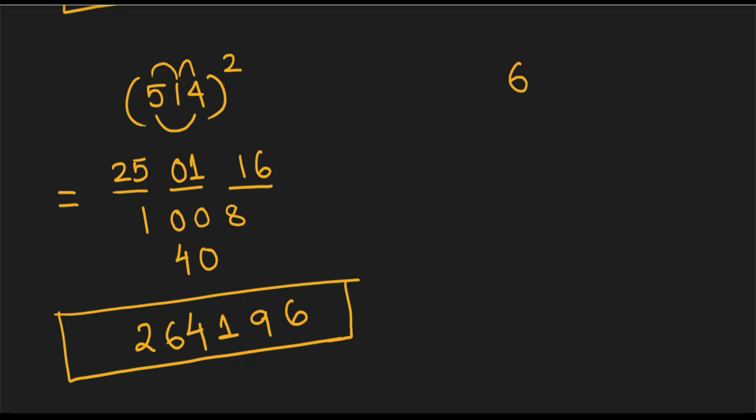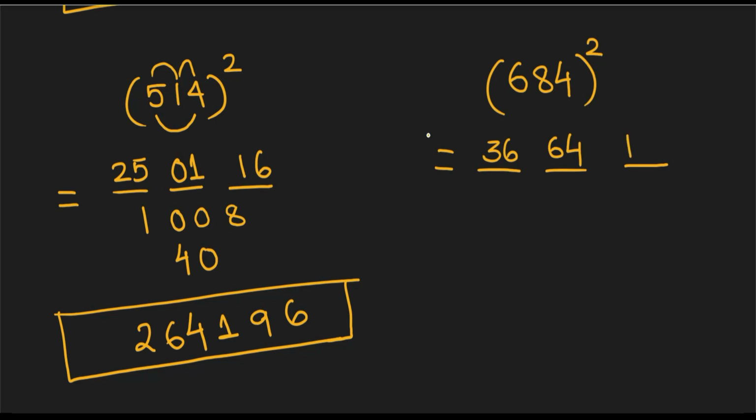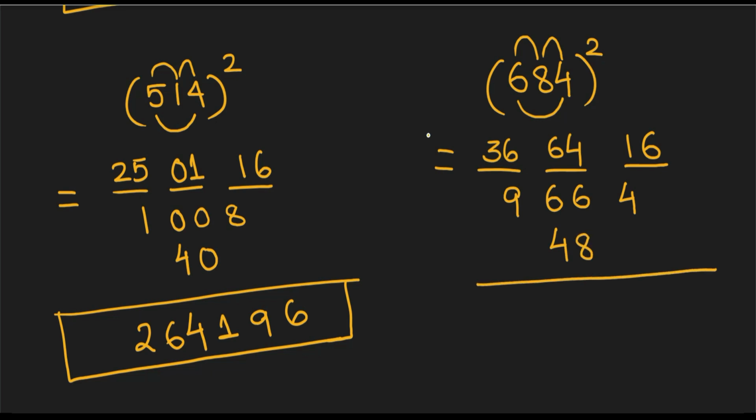For example, 684 square. Now we can write this as 6 square, that is 36, 8 square, that is 64, 4 square is 16. Now multiply 6 with 8, that is 48, into 2 is equal to 96. Now multiply 8 into 4, that is 32, into 2, that is 64. And again we have to multiply 6 into 4, that is 24, into 2, that is 48. Now add these three numbers like this.